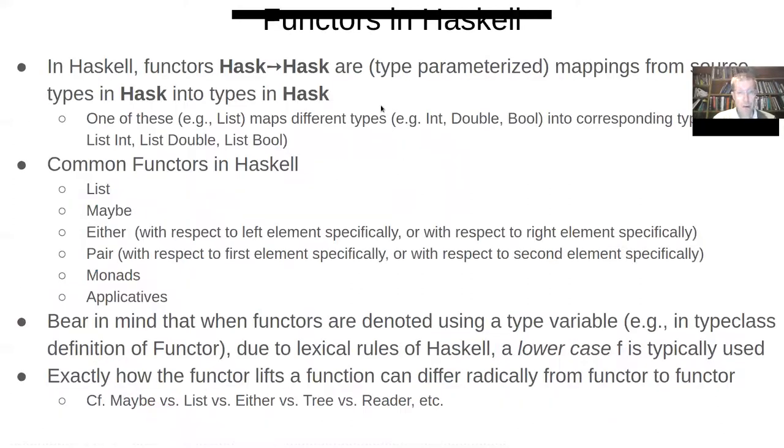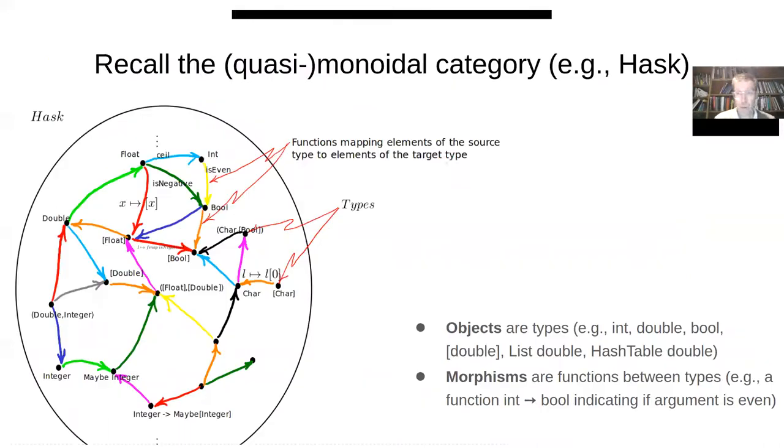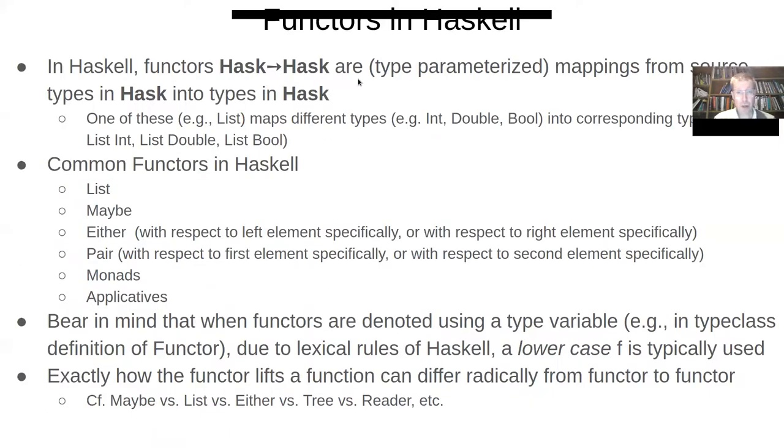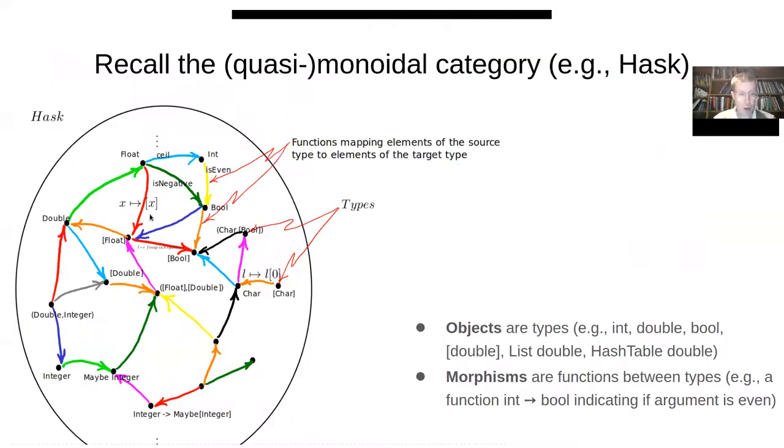And if we have functors in this category, Hask, functors are going to be mappings from types to types and from functions on the source types to functions on the destination type. So for example, we might map the float type with a functor into an array of floats. Might map the bool type, that object, into an array of bools. When we're dealing with functors in Haskell, pretty much invariably we're dealing with endofunctors, functors that map from Hask to Hask. And so we're mapping bools to arrays of bools, floats to arrays of floats, characters to arrays of characters.